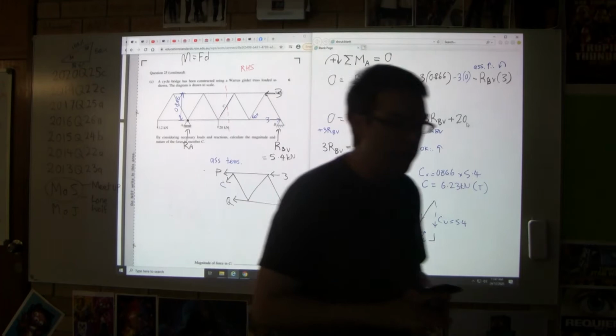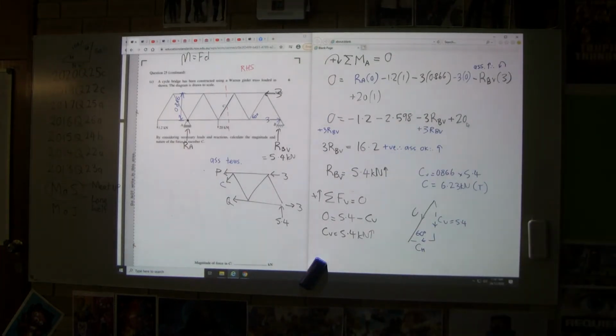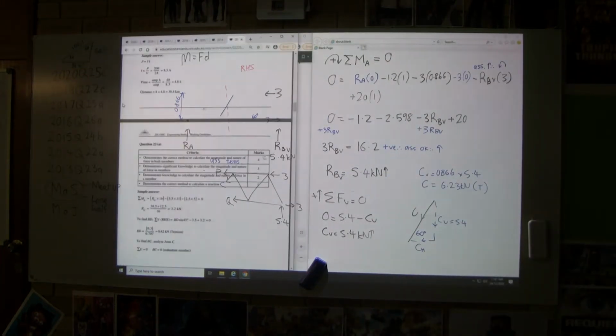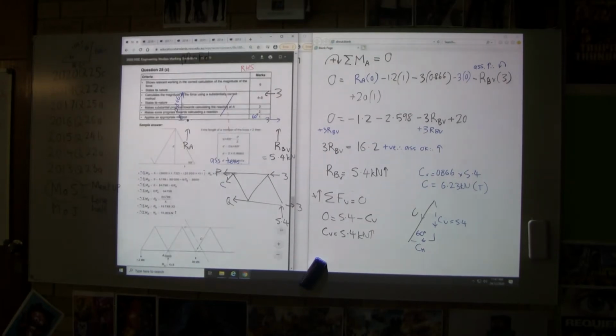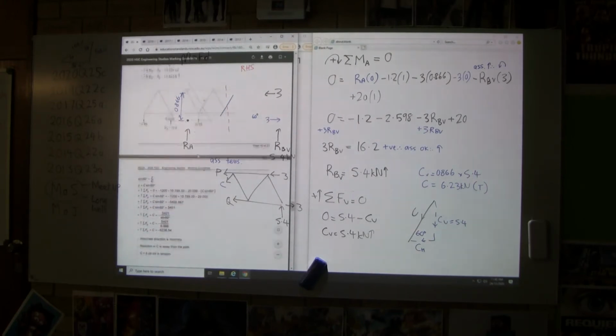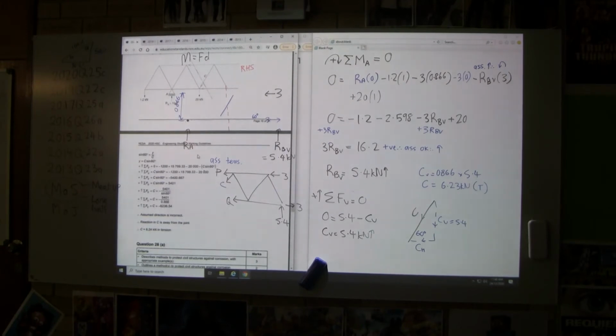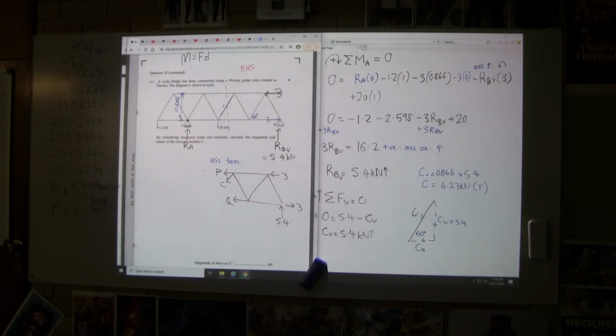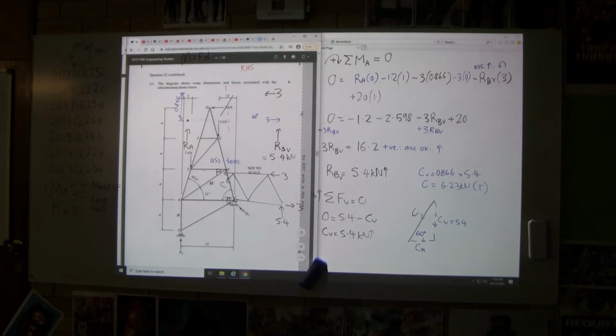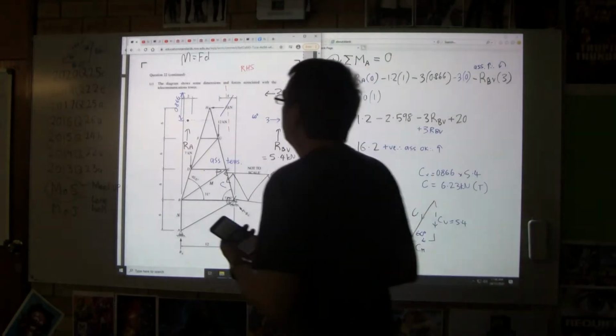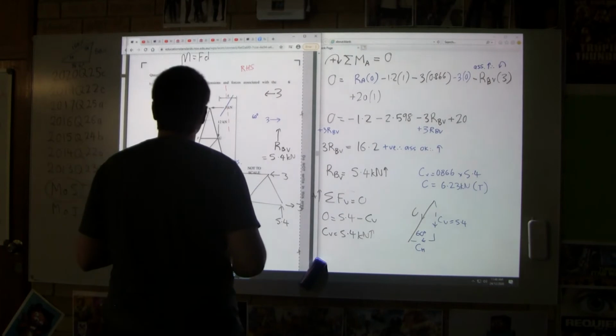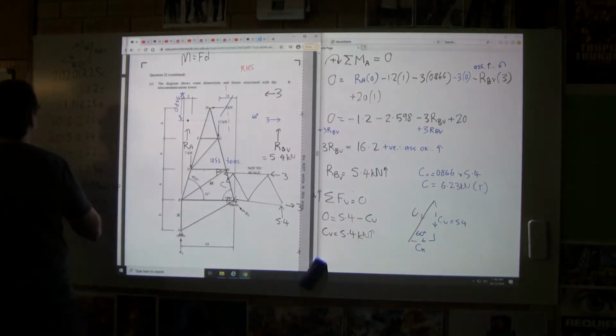Okay, I'm just going to quickly check my answers because if I'm going to be wrong, I'd rather be wrong early. Okay. C equals 6.23 kilonewtons, yeah, and it is in tension. Okay, we're done. First one is done. So, I'm going to put a line through this.